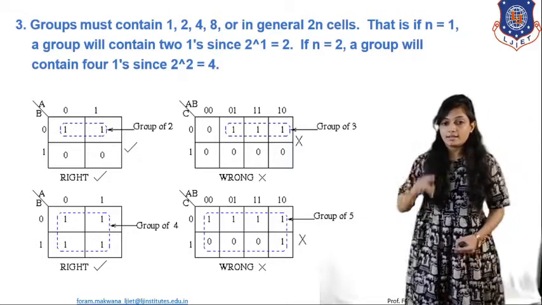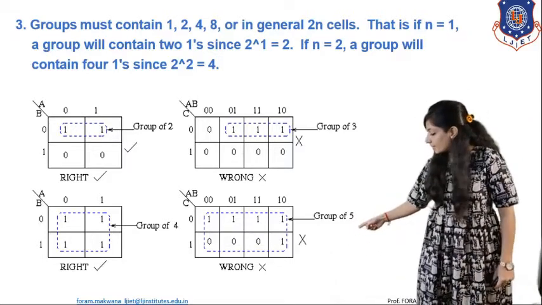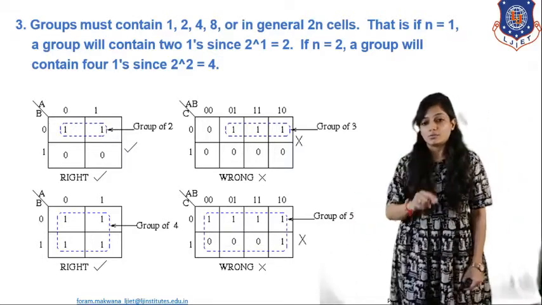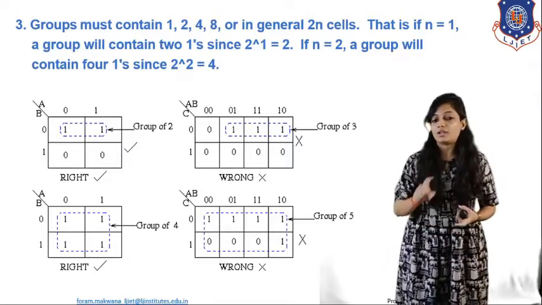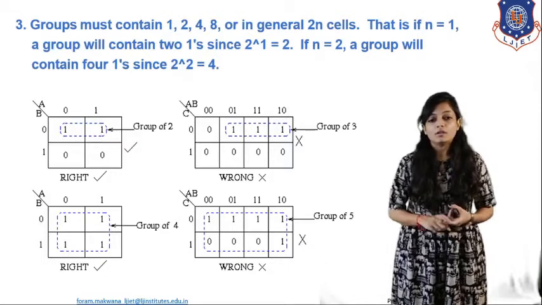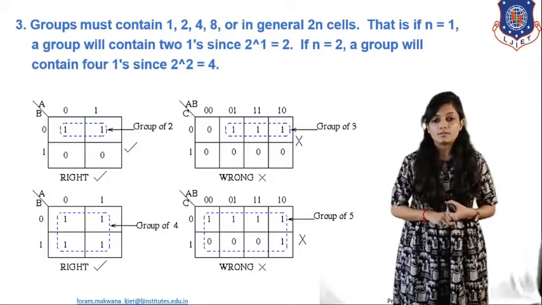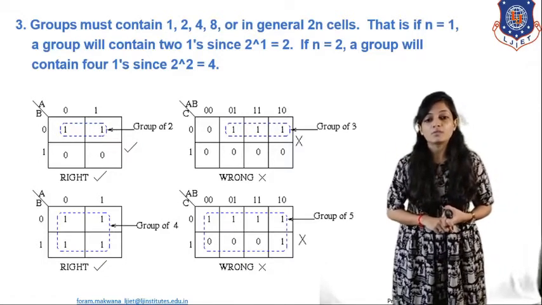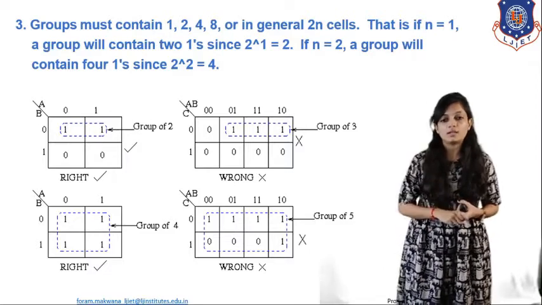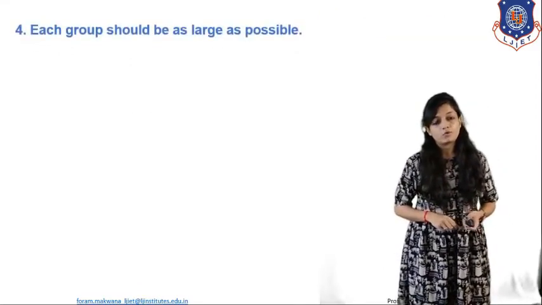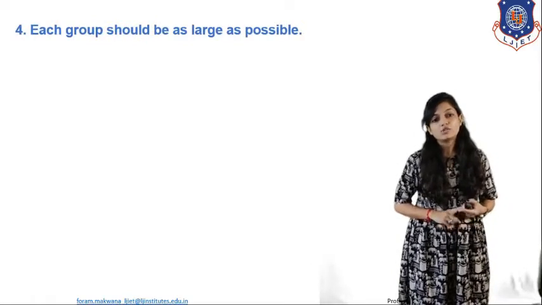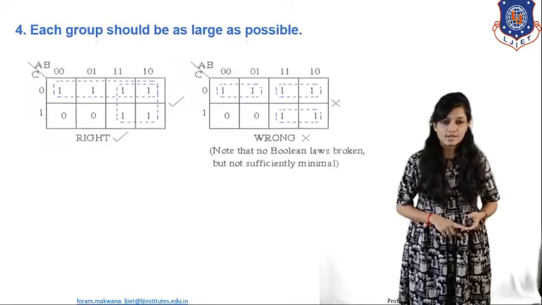Okay? Second thing, in the last one, we have considered a 0. That is a violation of rule number 1, in which we can't make a group of ones that includes a 0. It must contain only ones. Alright? Fourth, each group should be as large as possible.